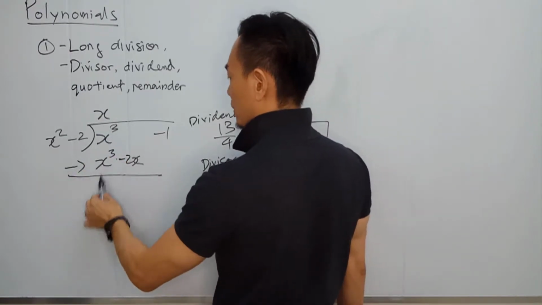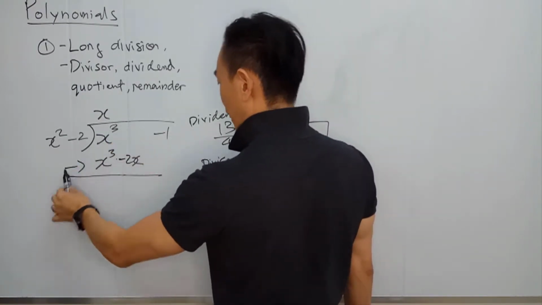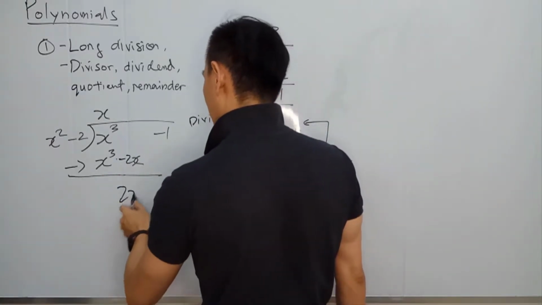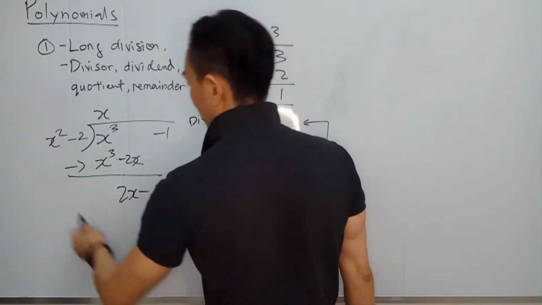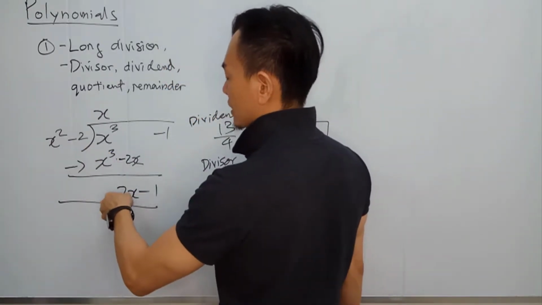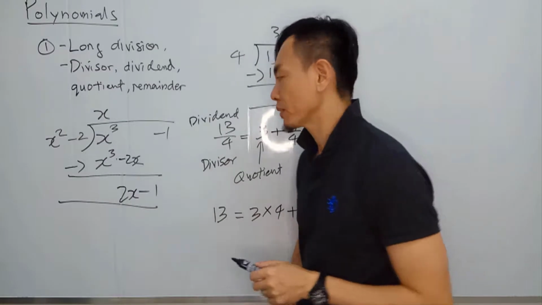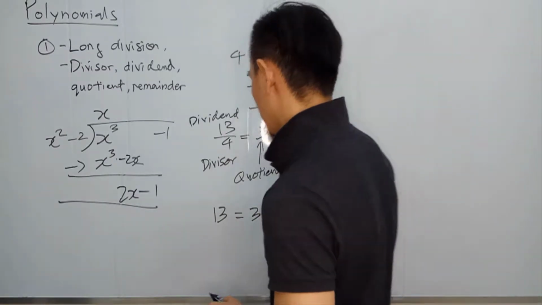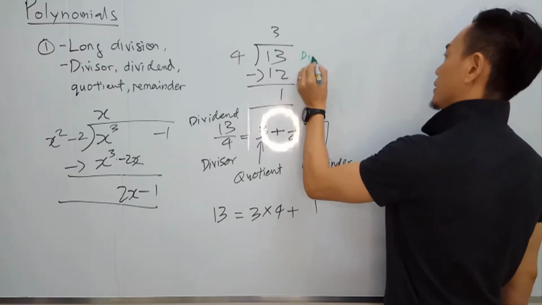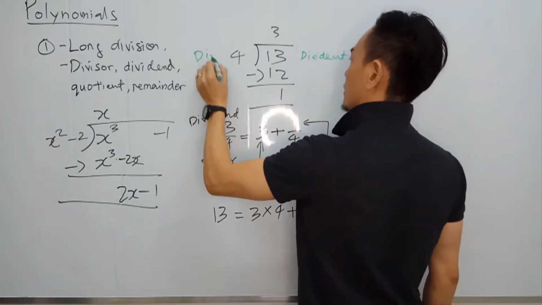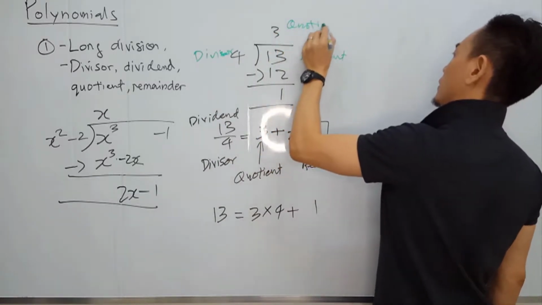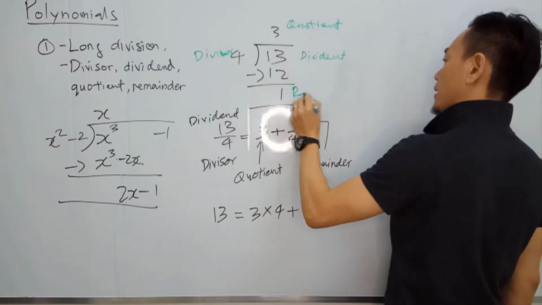Mentally I'll do this. x cubed minus x cubed is 0. Nothing minus negative 2x is positive 2x. And then you have minus 1 here. So we are done because this power of x is lesser than x squared. Now we make a comparison. We see that this is the dividend, this is the divisor, this is the quotient, and this is the remainder.